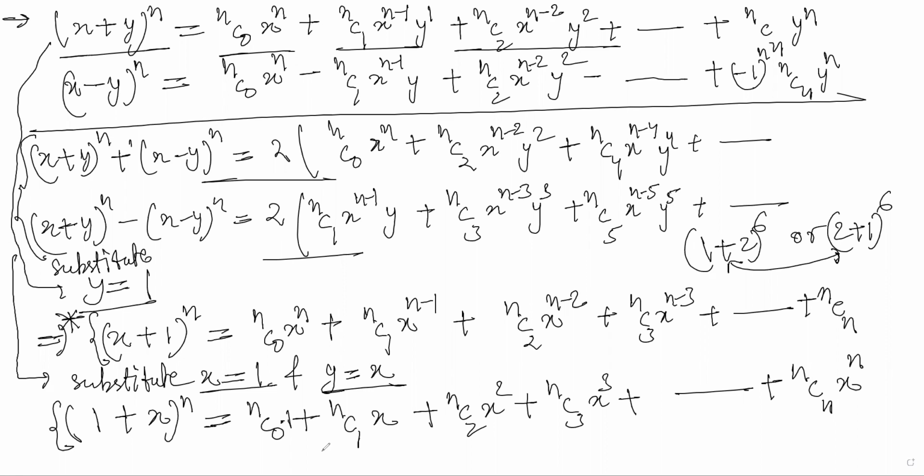Sir, because the last term of the right-hand side is the first term of 1 plus x raised to n. Correct. And how can you prove that? The last term is NCN here, and the first term is NC0 here. Are they the same? Yes. How? By using which property can you say this? Because NCN is x raised to 0, which is 1, and NC0 is also 1. Yeah, correct.